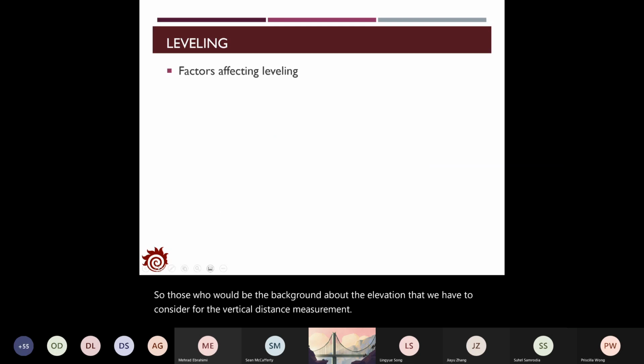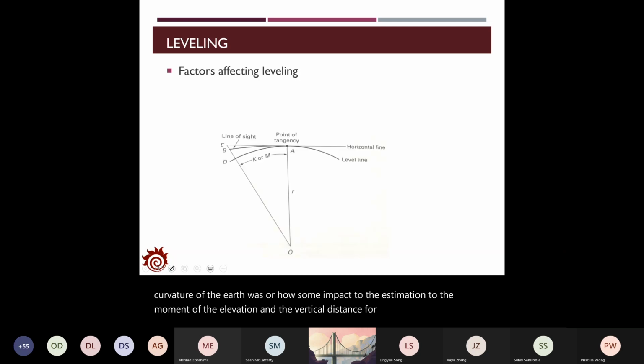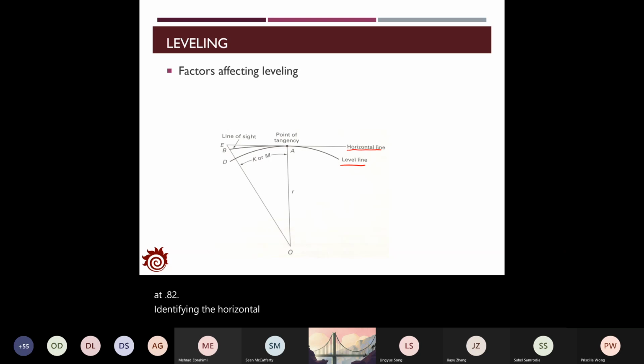And as we know that the surface of the Earth is not flat, so the curvature of the Earth will have some impact on the estimation, on the measurement of the elevation and the vertical distance. For example, if we consider one point A on the Earth, and we can assume that the surface of the Earth is a sphere, and you will find the level line. If we are standing at point A to identify the horizontal line, which would be a straight line, the line will be tangent to point A.